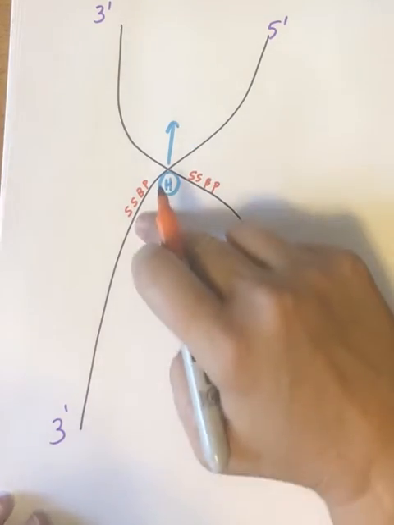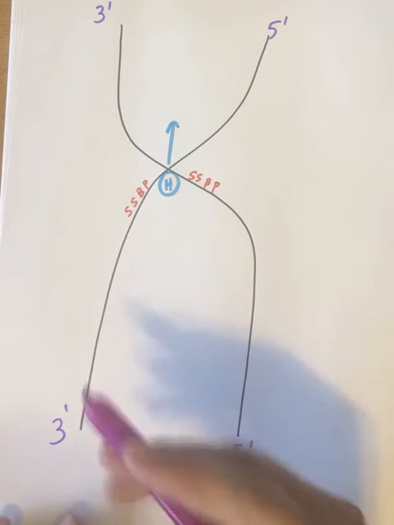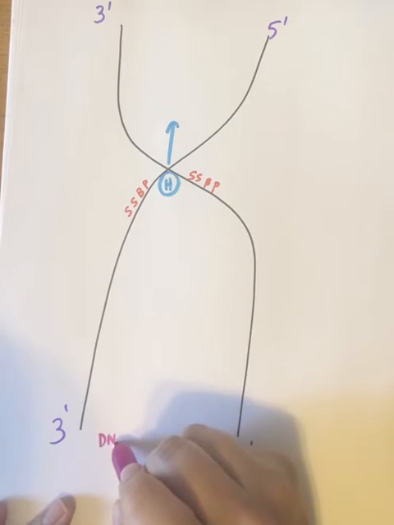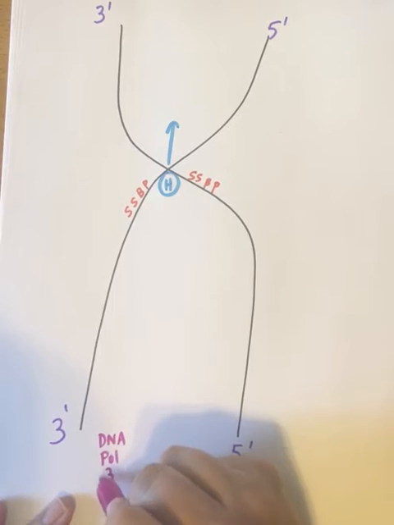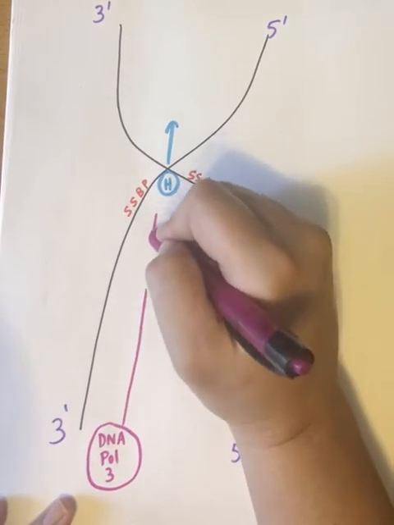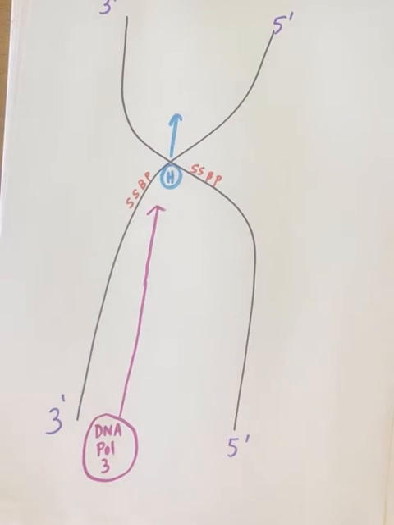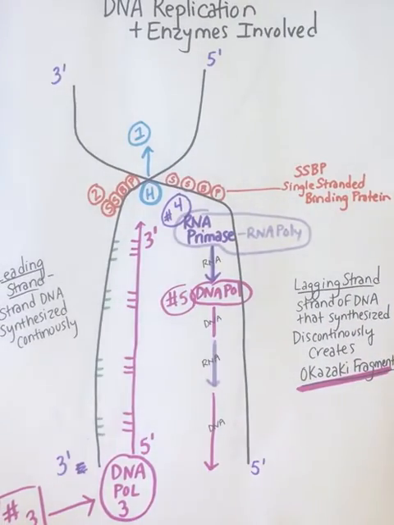The side that works in the same direction as Helicase is going to use DNA Polymerase III, so we can write D poly 3, the circle. This is going to create your leading strand. It leads. Now, the next step that you have to do is you have to get rid of your RNA.